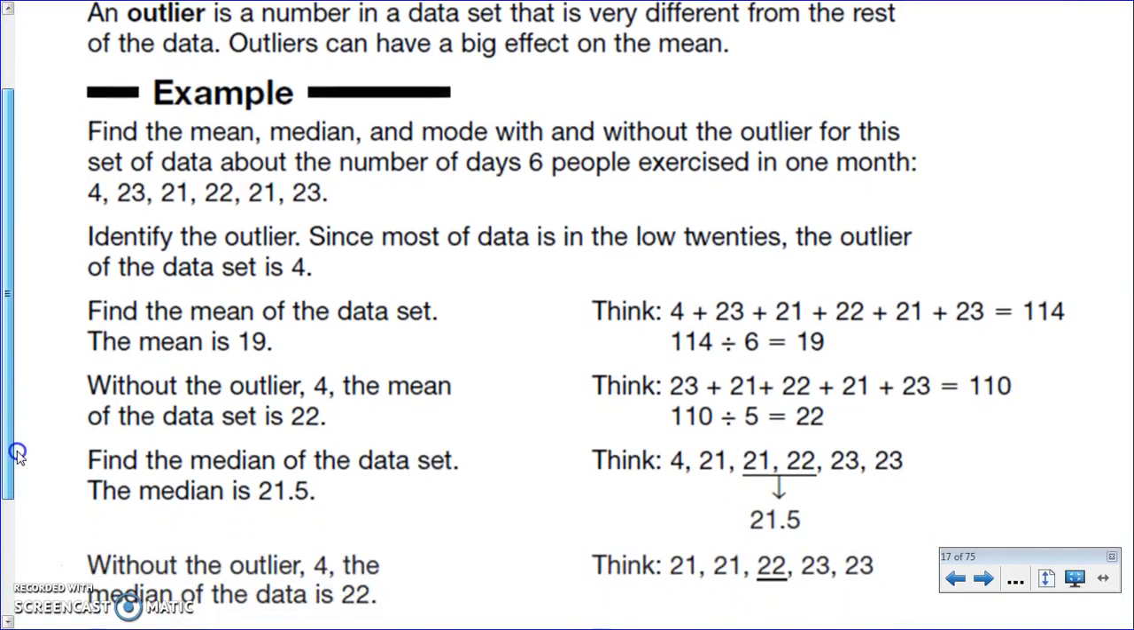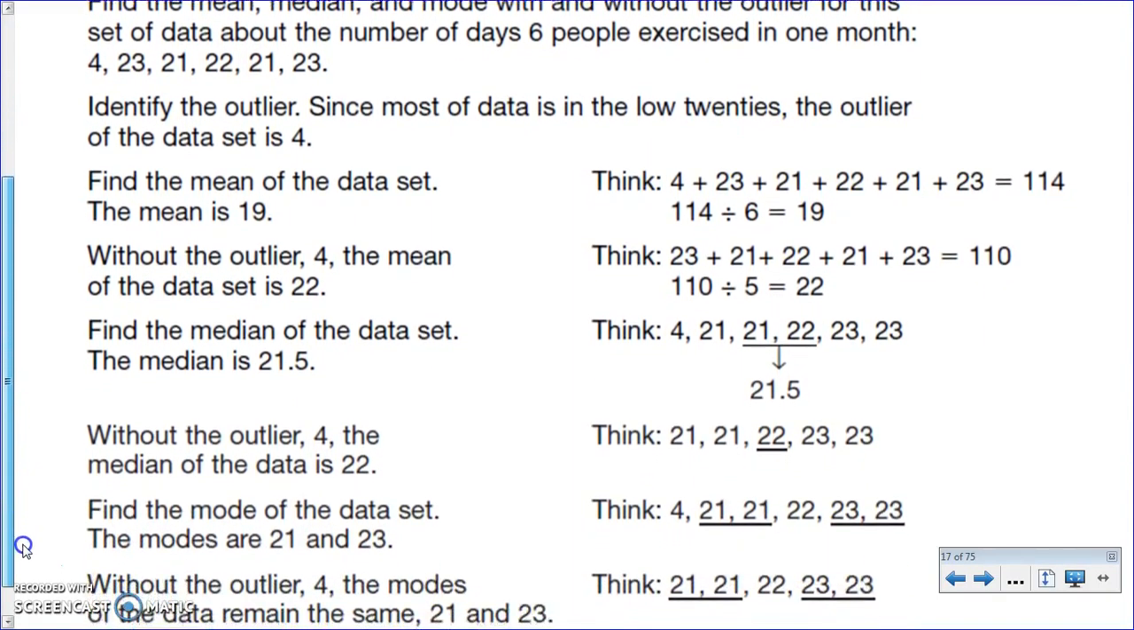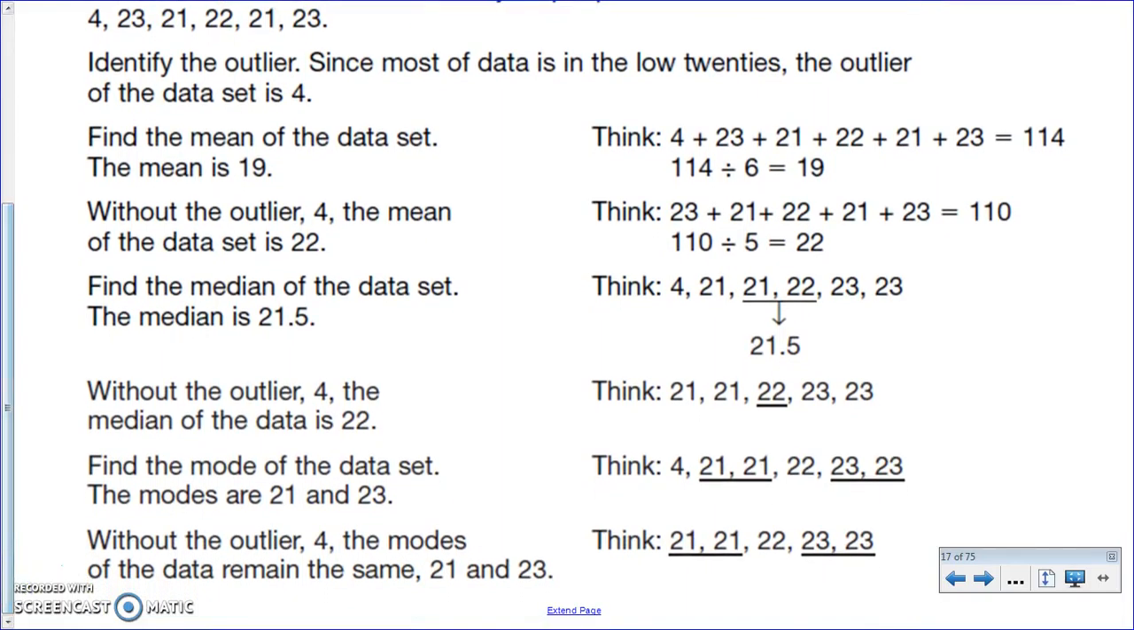The first step is to identify the outlier. Since most of the data is in the low 20s, the outlier of the data set is 4. First, find the mean of the data set. So we add 4 plus 23 plus 21 plus 22 plus 21 plus 23, which equals 114. Then we divide it by 6 because we have 6 data points, and we get a mean, or an average, of 19.